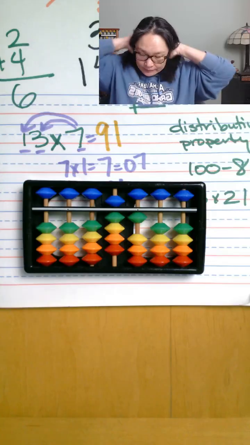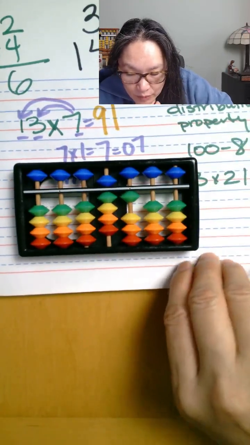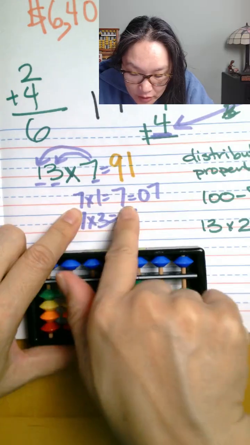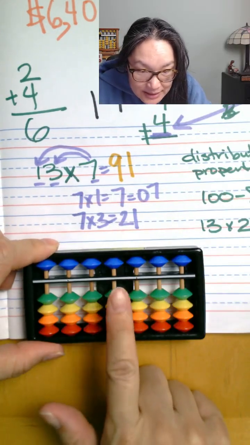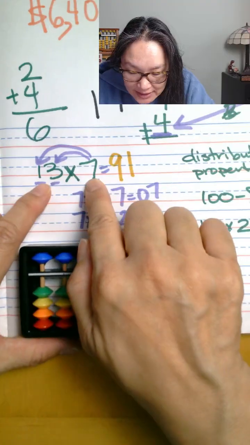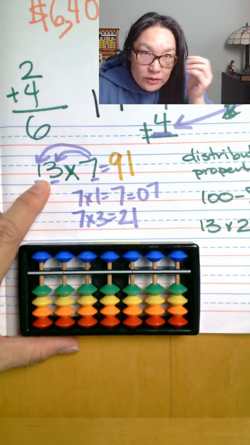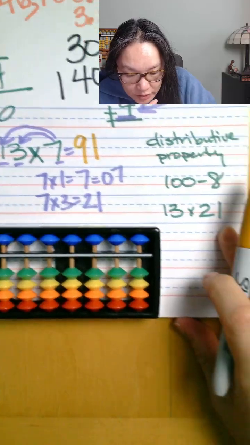Well, there's more to it. But that's what distributive property is. Distributive property is when we start taking it apart. We don't say 7 times 10. Because why? Because the abacus does it for us. So when the abacus does it for us, we don't need to say 7 times 10. We just say 7 times 1. And that's the other thing with our math facts, you memorize our tens. But that's what this is. So let's do one more.